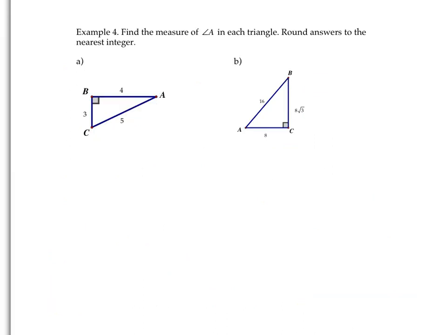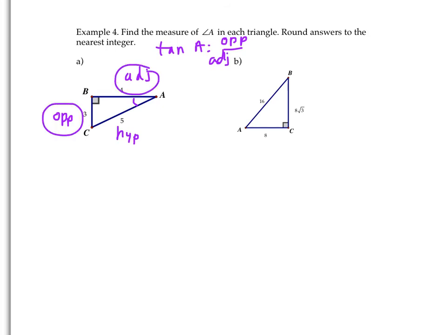In example 4, it says that we want to find the measure of angle A in each triangle. We're going to round our answers to the nearest whole integer. So if we take a look, first label or mark angle A, just so you know which angle you're working with for sure. And then we want to label the sides according to their relationship with angle A. In other words, 3 would be labeled as the opposite side, 4 is labeled as the adjacent side, and the 5 is the hypotenuse. Okay, remember that tangent of an angle would be equal to the opposite side divided by the adjacent side. So we're going to work with opposite and adjacent for this angle.